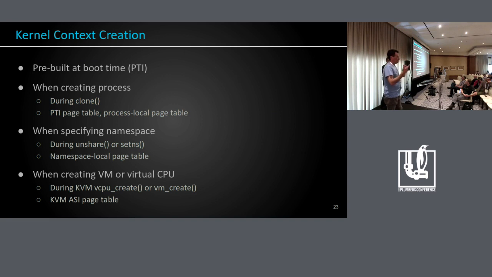So currently, the only kernel context that is not init mm PGD that's actively used is the PTI implementation. Apparently, ASI will create its contexts when calling a VM create or vCPU create, and for the process local memory and the namespace local memory, the page table will be propagated and created at the time of the call.